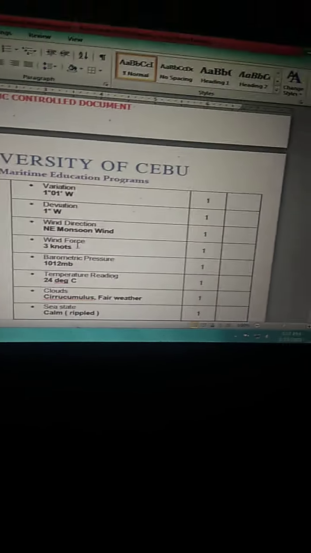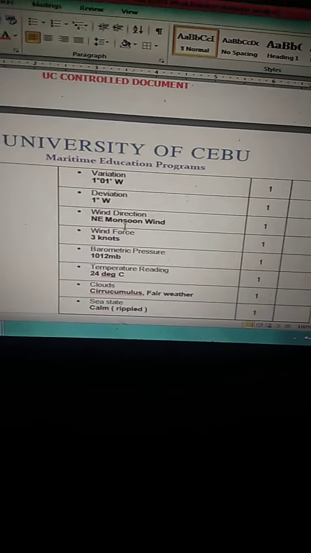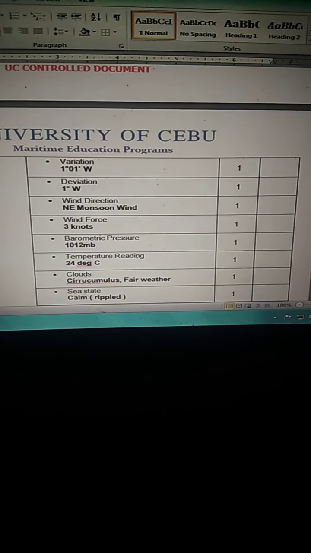And how do we find our wind direction? So we get it from here, because our wind force is 3 knots. So at 12 hours, and that is northeast monsoon wind.